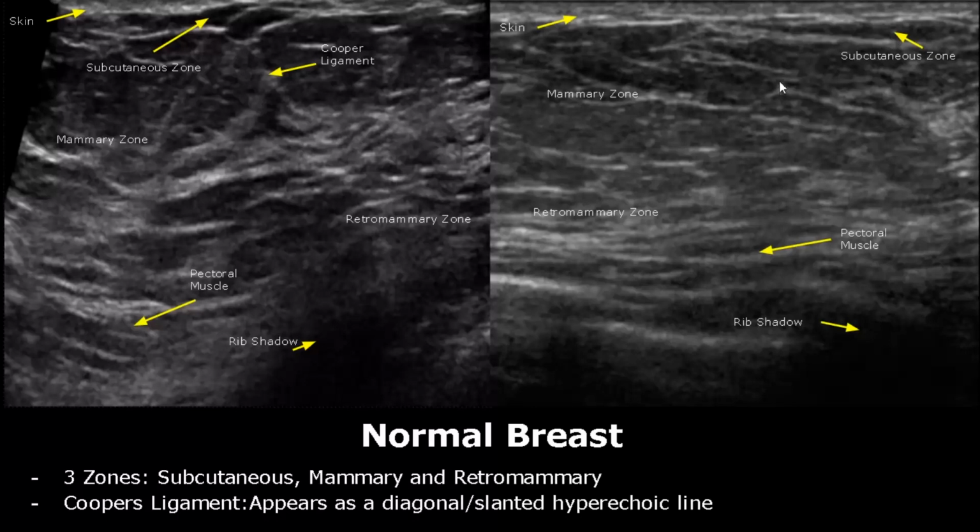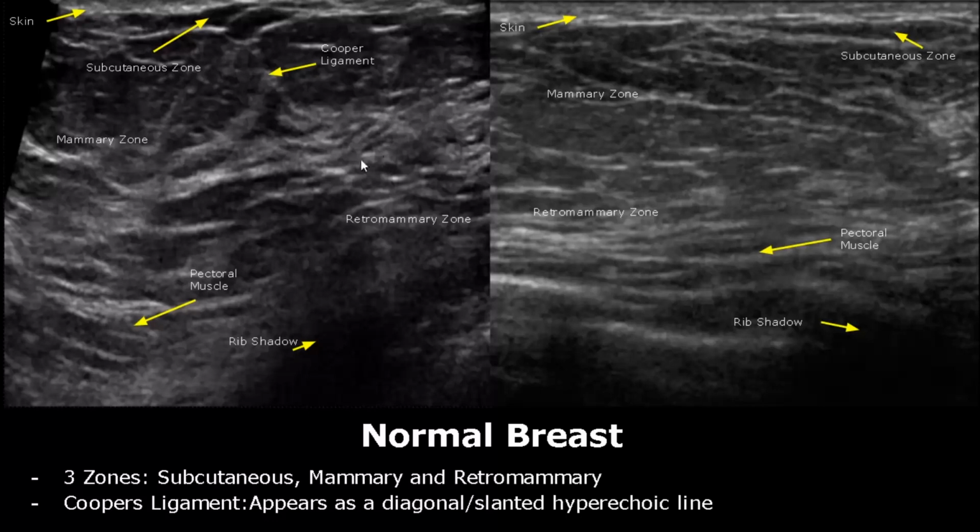And the largest region is the mammary zone. It usually has mixed echogenicity. Most of the pathologies occur in this zone. And this hyperechoic area is the fibroglandular tissue.